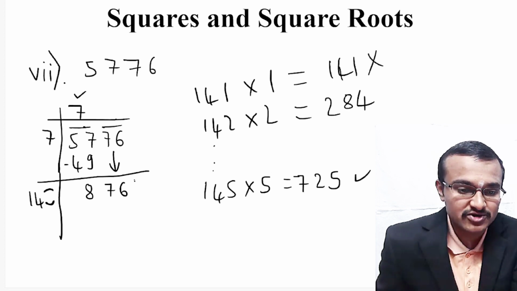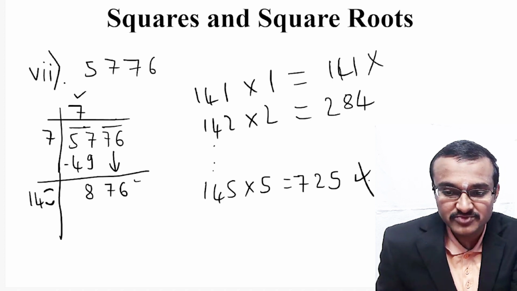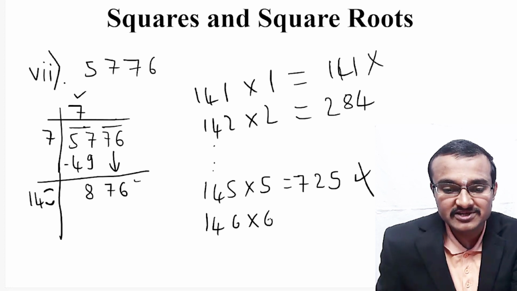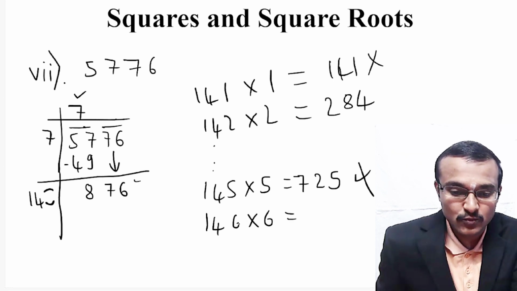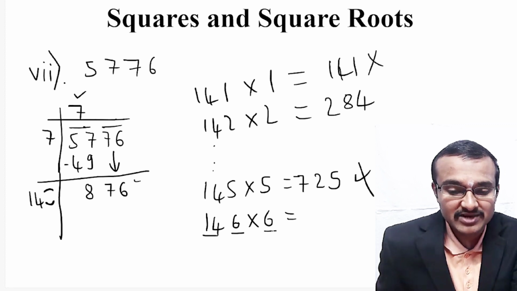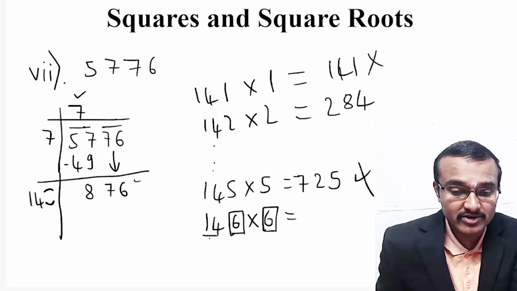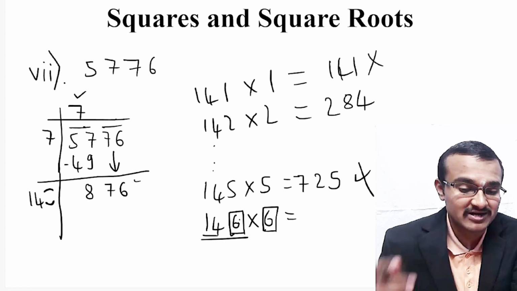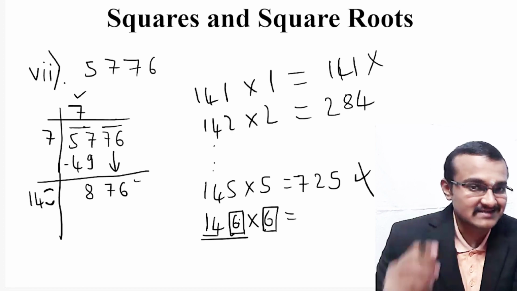This is also not equal to 876. So this particular number is also not approaching 876. So let us try with the next number. Let's take 6. So 146 into 6 will be... whatever number you are taking after 14, you should multiply with that particular number itself. So this total number 146, if you take 6 after 14, then it will be 146, and you should multiply that with 6 itself.